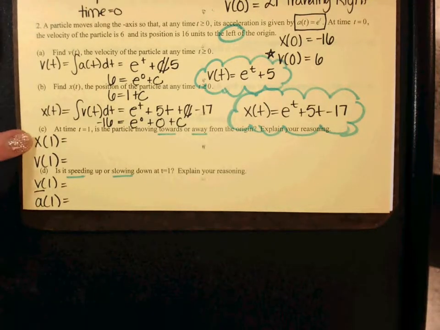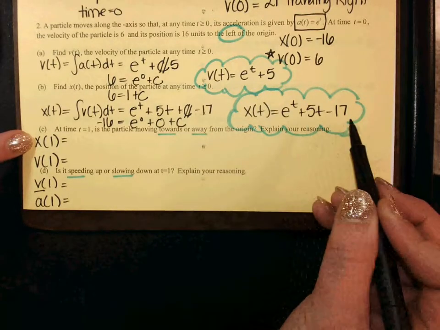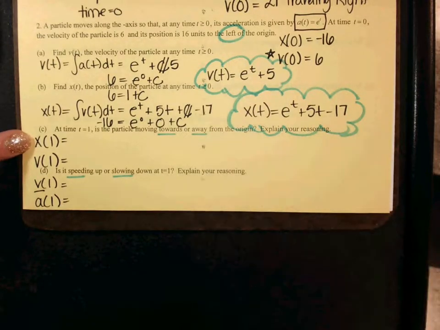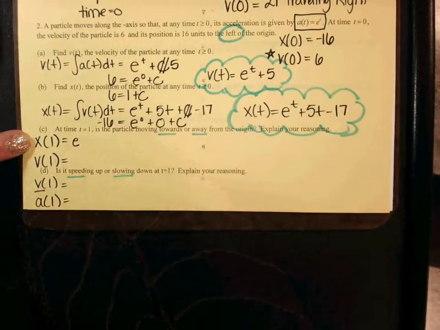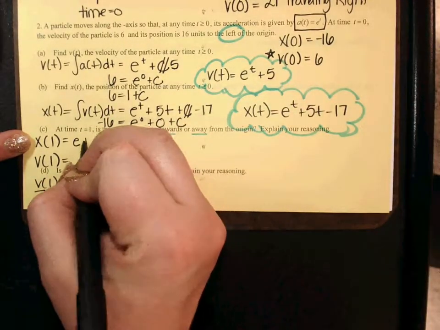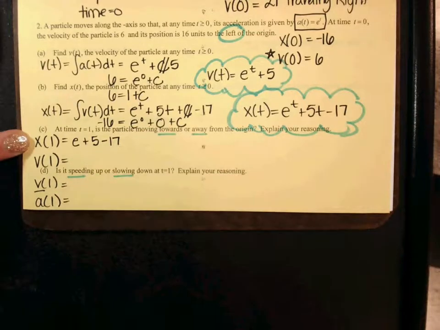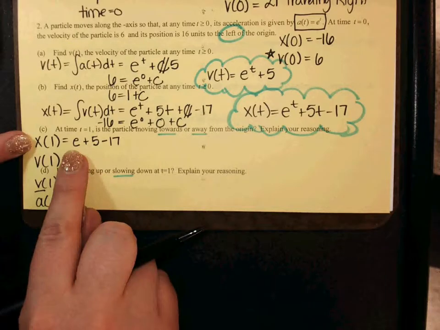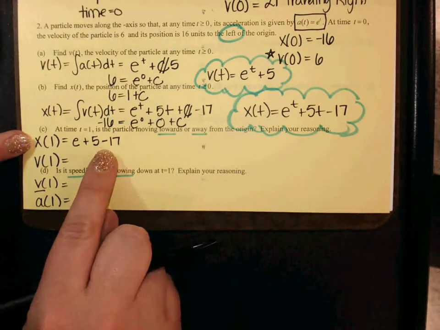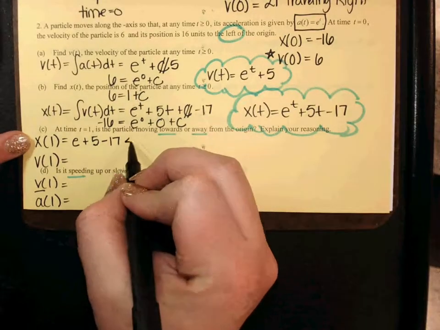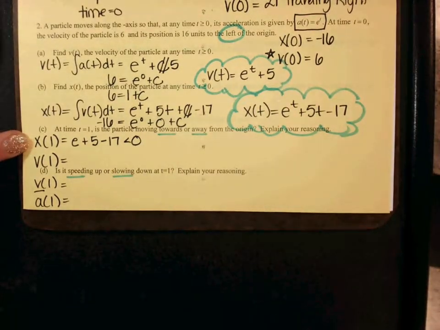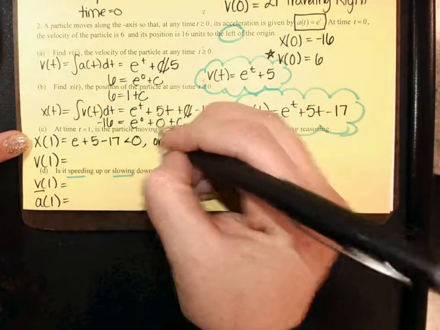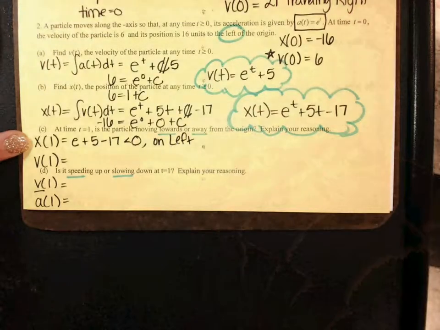We're plugging in x of 1. What am I going to get when I plug in 1 here? E to the 1 plus 5 minus 17. But then think about, e is about what? 2, plus 5 is about 7, take away 17. Overall, it's going to be negative, less than 0. Does that mean that I'm on the left or the right? We're on the left.